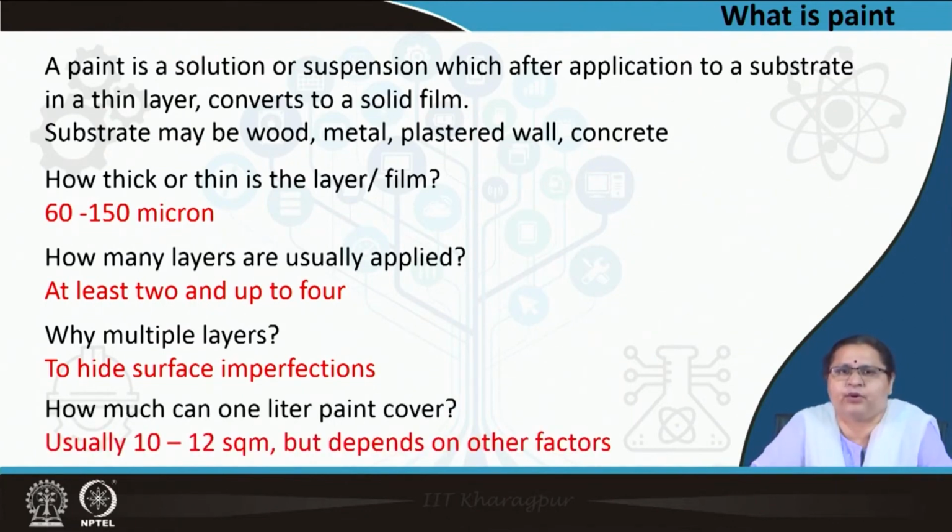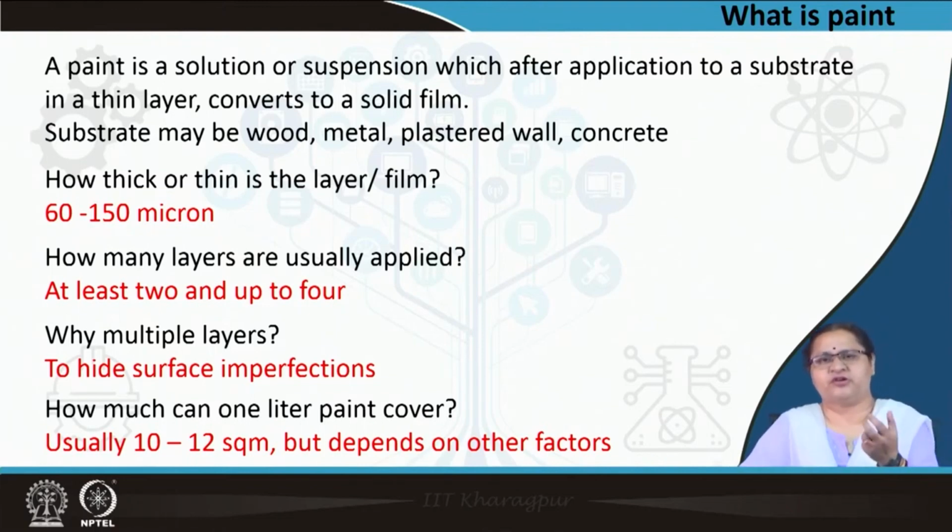How much can 1 liter of paint cover? Usually 10 to 12 square meters, but it depends on other factors. It has to be of correct consistency. The substrate should be such that it does not absorb the entire thing. We will discuss this when we go into further details, but usually it is 10 to 12 square meters done by 1 liter of standard paint.